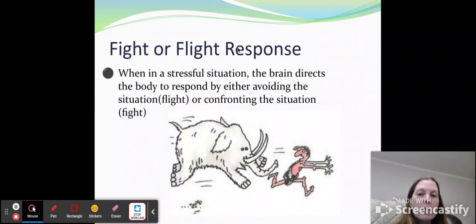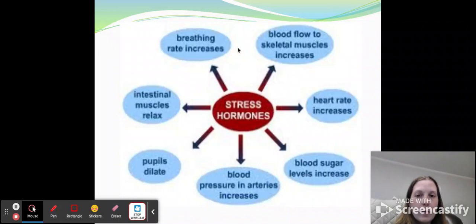We can also look at the fight or flight response as a behavior here. This is when a species or an organism is put into a stressful situation, the brain will direct them to go one way or the other, either avoid the situation and flight or confront it and fight. There are certain stress hormones that the body is more prone to in terms of looking for these.